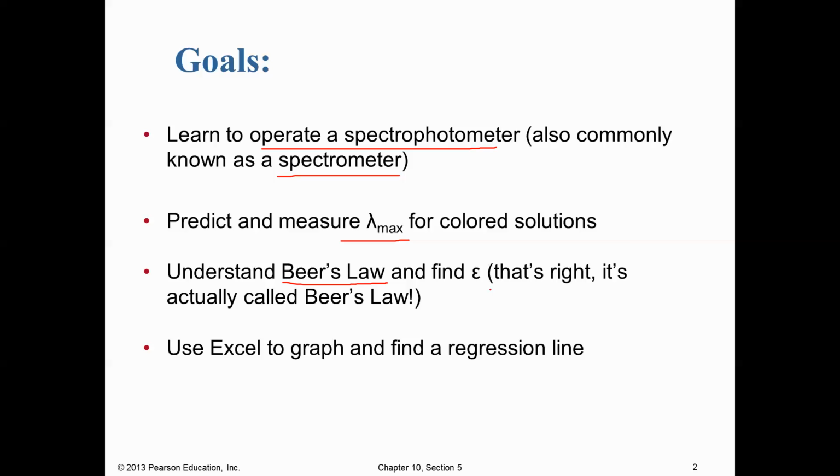And also we're going to be learning to find epsilon. So epsilon is a constant that we need to calculate. It's different from chemical to chemical, and epsilon is going to allow us to figure out the relationship between concentration and light absorbed.